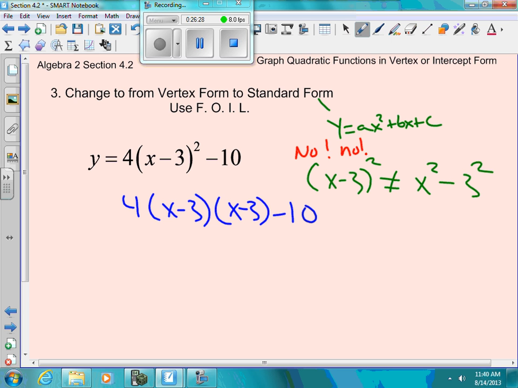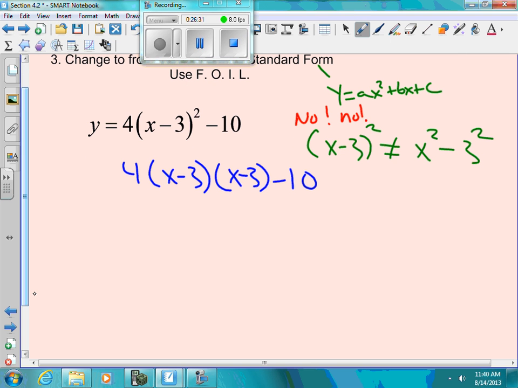So there's 2 ways we can do it. We can FOIL it, or we can use a box. I'll show you FOIL because you probably are comfortable with FOIL. Remember FOIL: the F stands for first. X times x, those are the first terms. X times x is x squared. Outer, the O, outside terms, x and negative 3. Negative 3 times x is negative 3x. I stands for the inner terms. Negative 3 times x is negative 3x. And the last, that's L. Negative 3 times negative 3 is 9.